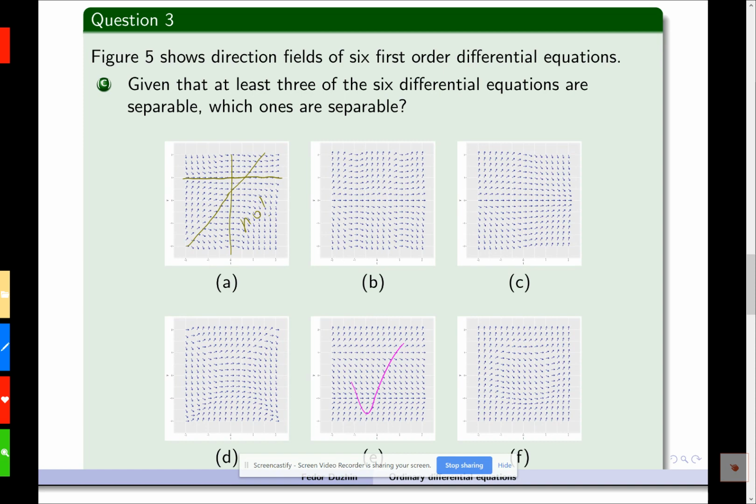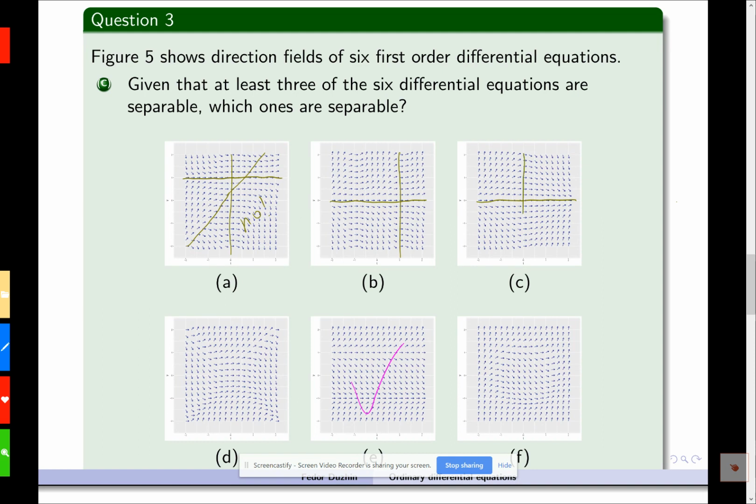Now let us look at B. So in B we have, this is zeros of the right-hand side, and we have a vertical straight line, so which means that B may be. So it has the right structure, so it may or may not be separable. C, so let's look at C.